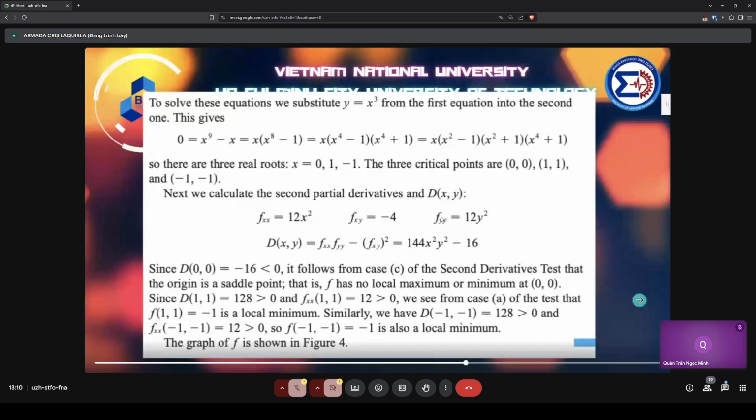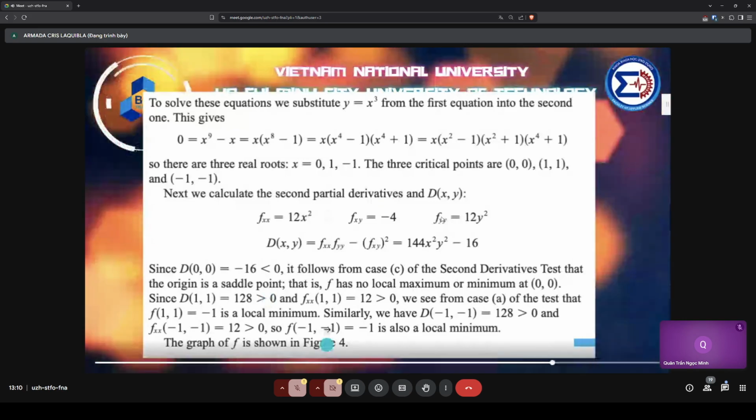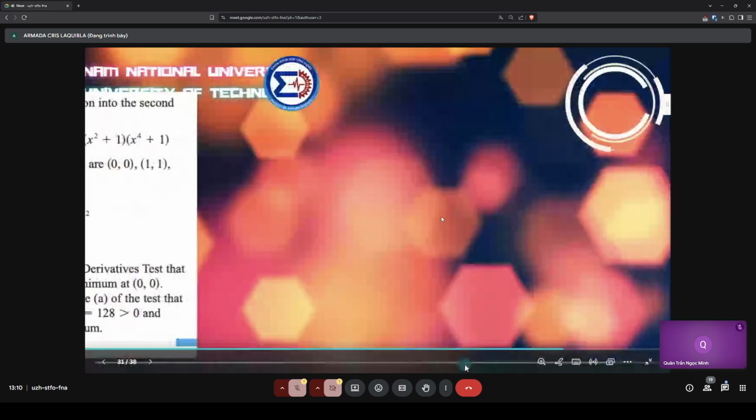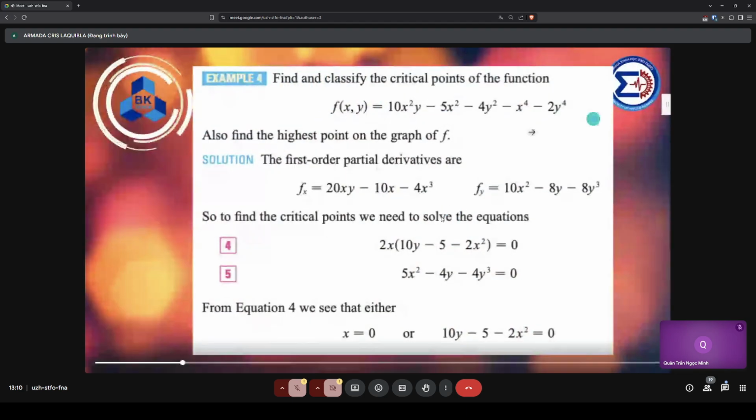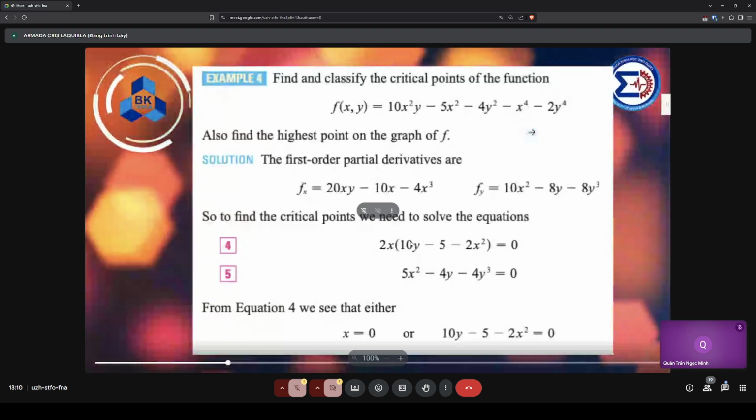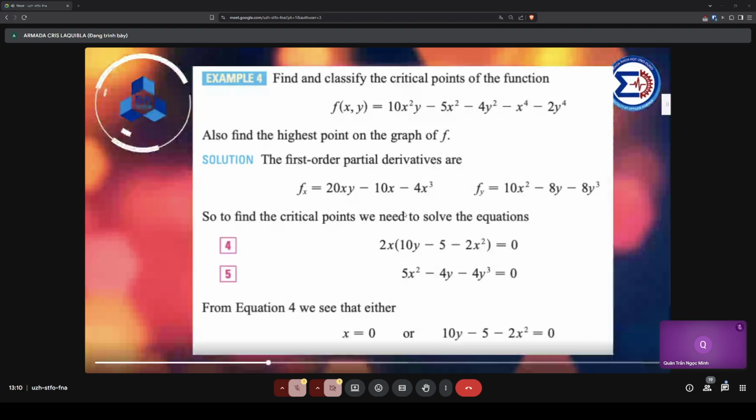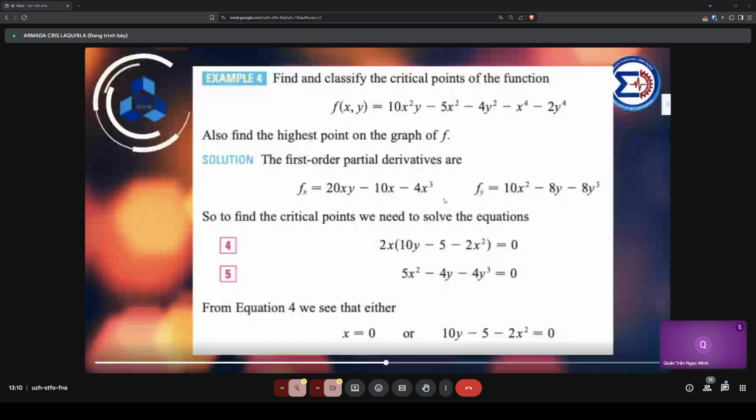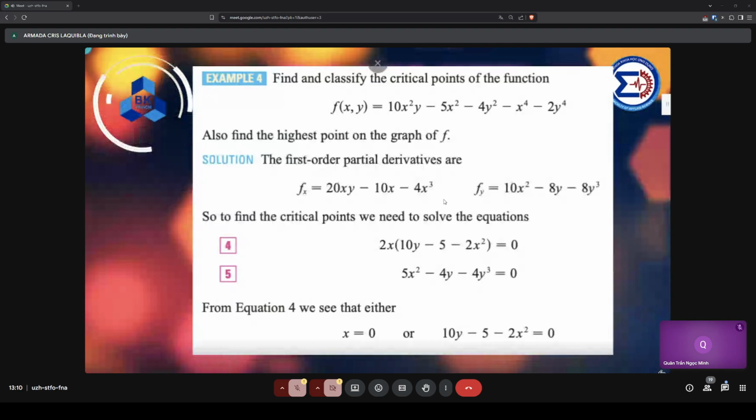Okay, next. So in our critical points that we had here, there is no local maximum. So only a saddle point and 2 local minima. Here, how about this? Find and classify the critical points of the function. Also find the highest point on the graph of f. What do you mean by the highest point, class? So maybe that is the maximum, right? The absolute maximum.